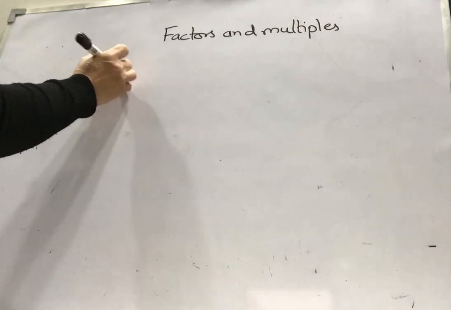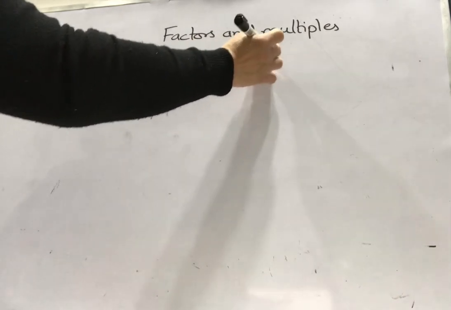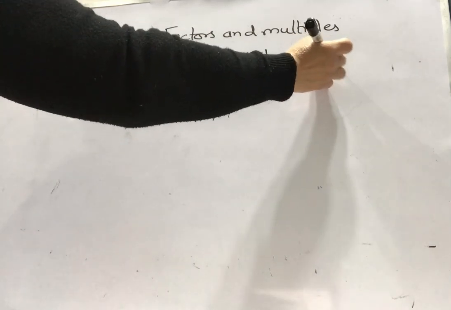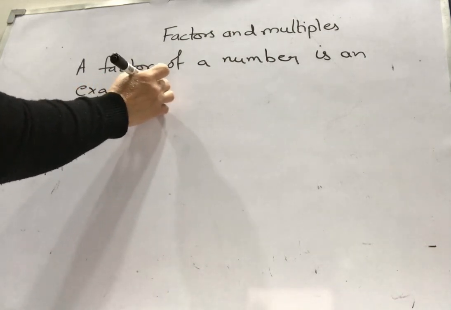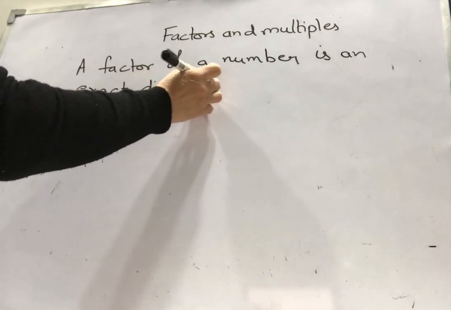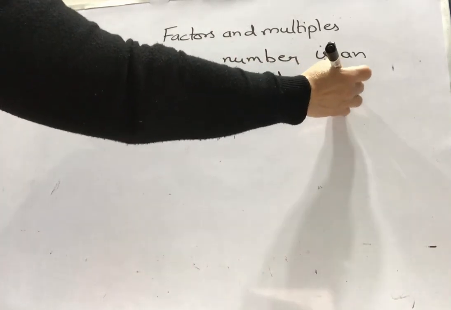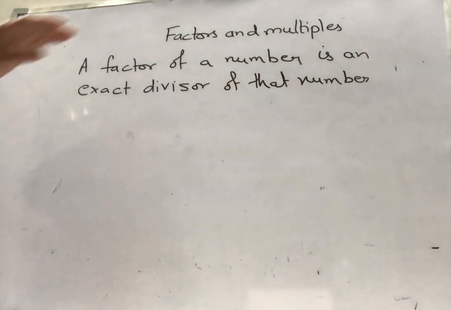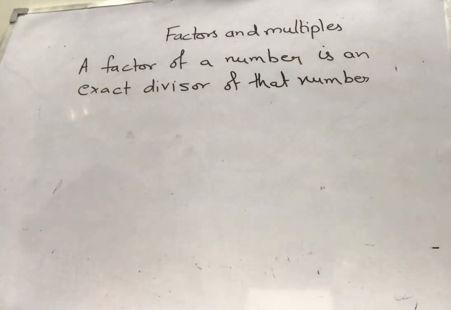We will learn about factors and multiples. Now we can write: a factor of a number is an exact divisor of that number. Now what do you mean by exact divisor? If I take a number and divide, if no remainder is there, then it is called an exact divisor.